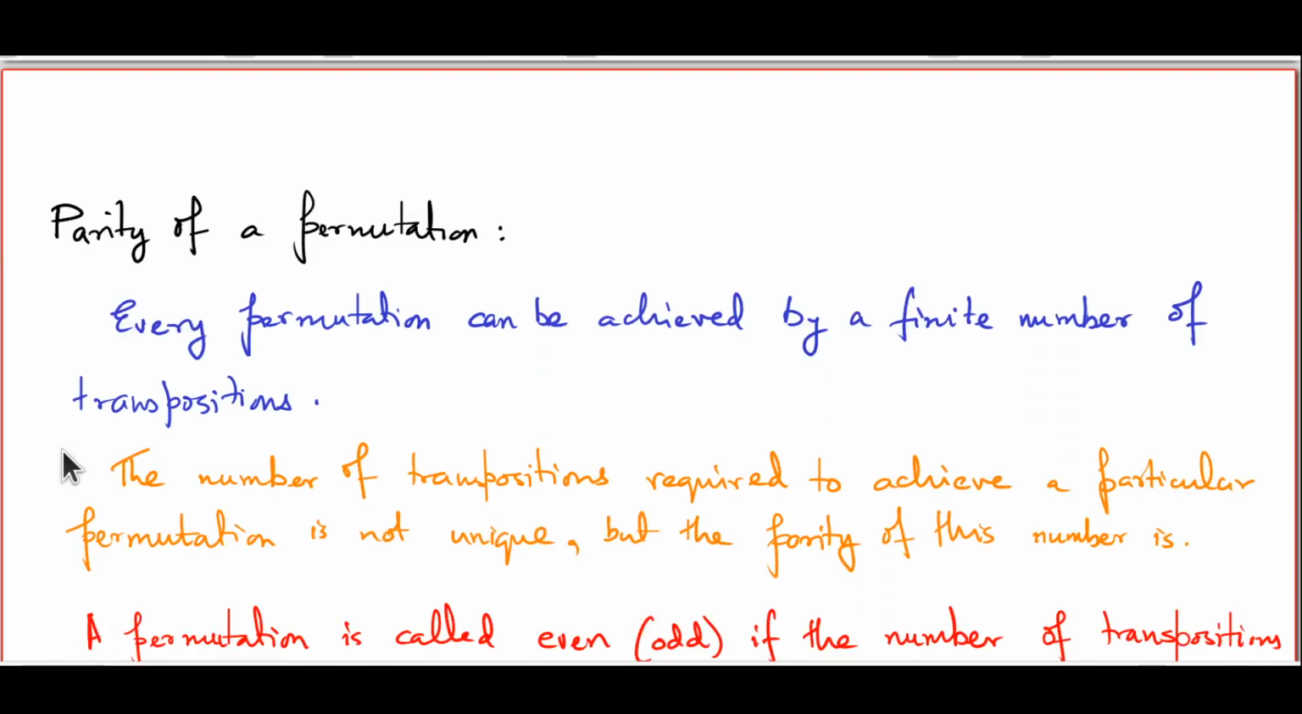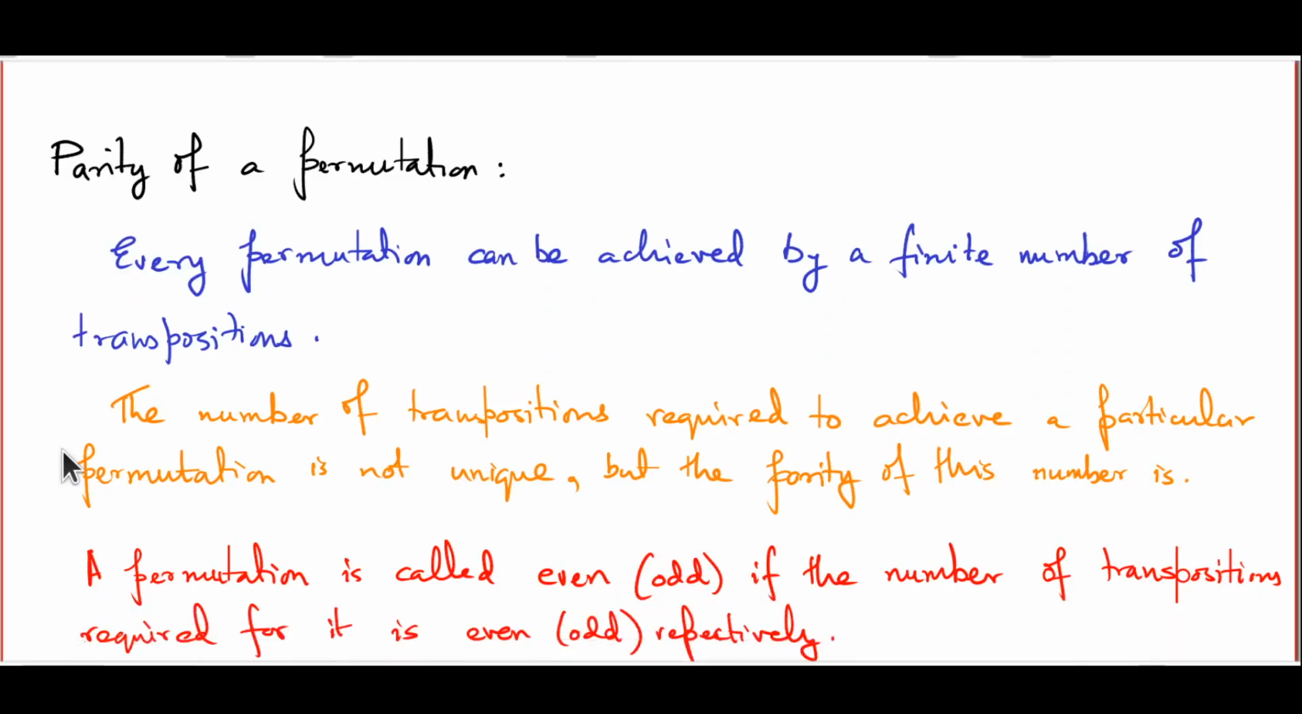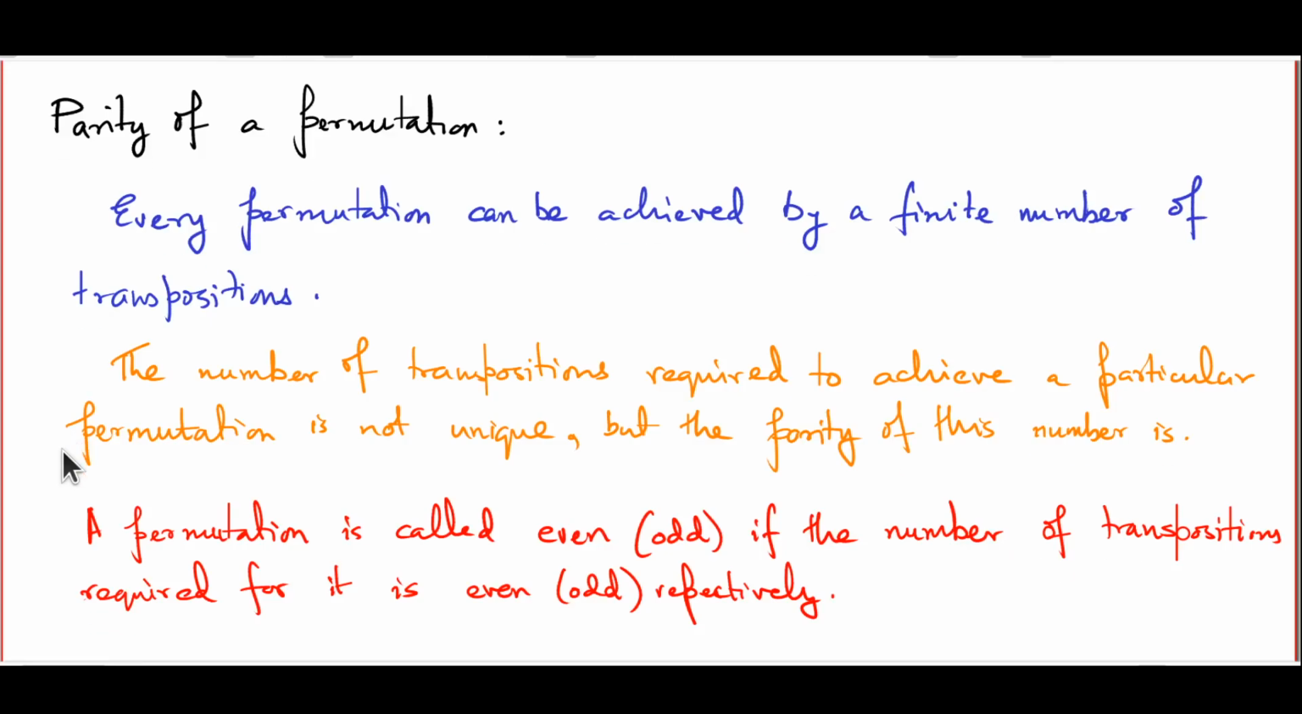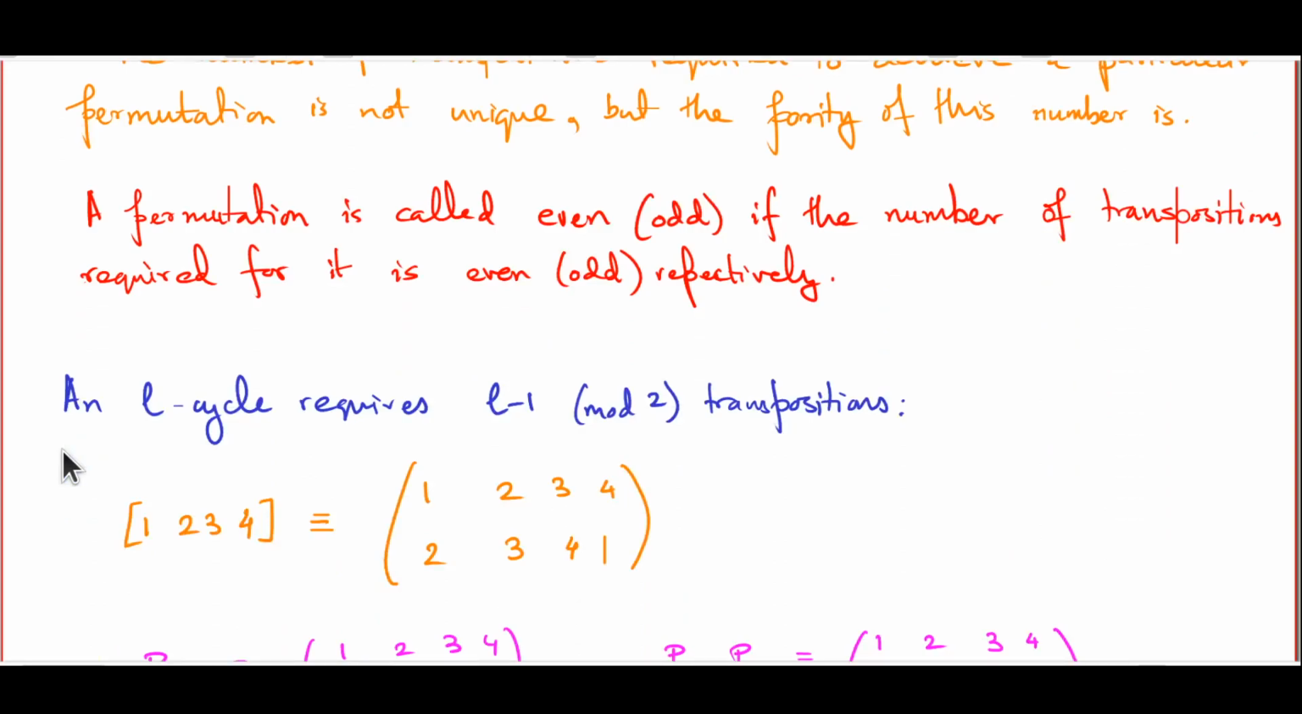That is, the number of transpositions required to achieve a particular permutation is not unique, as we have just seen, but the parity of this number is. Whether this number is even or odd is fixed for a given permutation. Now, a permutation is called an even permutation if the number of transpositions required for it is an even number. If the number required is odd, then you call it an odd permutation. Now, the cycle structure actually makes figuring out the parity of a particular permutation very, very easy.